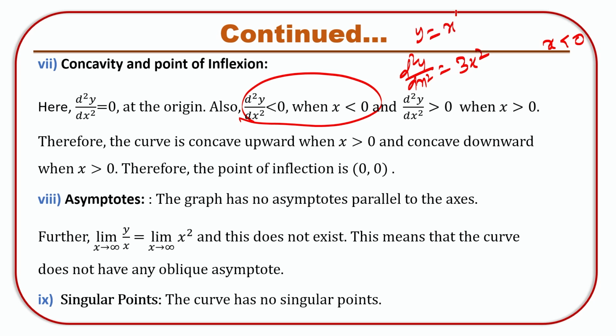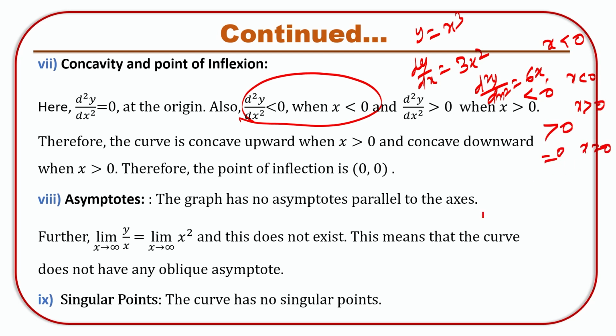Y equal to x cube. So dy by dx equal to 3x squared. This is not the same thing. d squared y by dx squared is equal to 6x. So for x less than 0, this will be less than 0, for x greater than 0, this will be greater than 0, and for x equal to 0, this will be equal to 0, right?